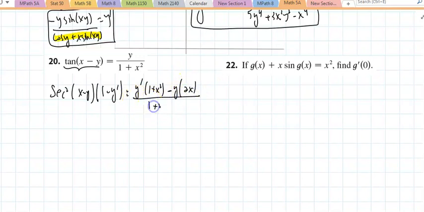All over the bottom squared. That's calculus. Now, I need this y prime by itself. So, I need to get rid of a few things. One, I'm going to distribute this in. That's going to be the secant squared of x minus y.